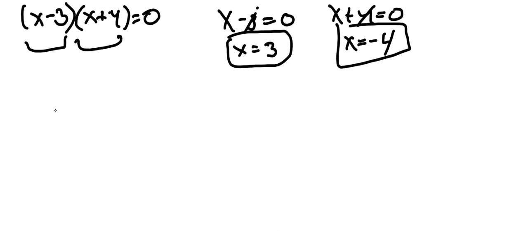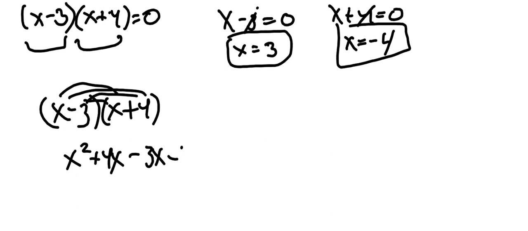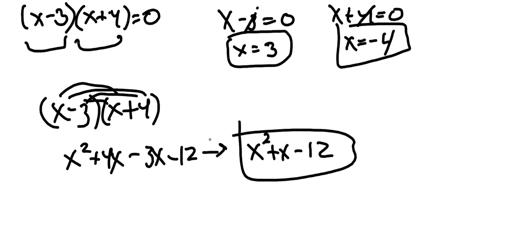Now, if we wanted to expand this, x with the x is x squared, x with the 4 is equal to 4x. Negative 3 with the x is negative 3x. And then negative 3 with the 4 is negative 12. So then we combine like terms: x squared plus x minus 12. Those are the solutions here to this function.